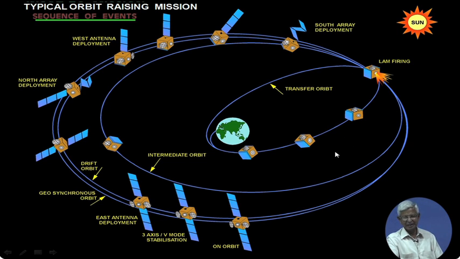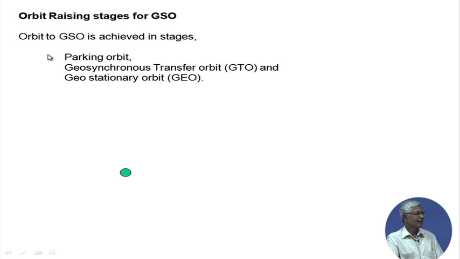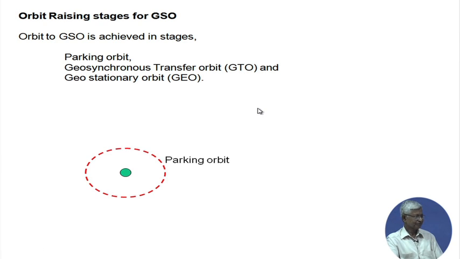Let us do some quick calculation. How much is that incremental velocity? Generally, it is put in a parking orbit, which is a circular orbit, and then it is put in a geosynchronous transfer orbit, GTO, and then it is put in a geostationary orbit. In some cases, the parking orbit is avoided. Directly the launcher places it into GTO. Our INSAT launchers place the INSAT satellites in GTO. We will see all these things.